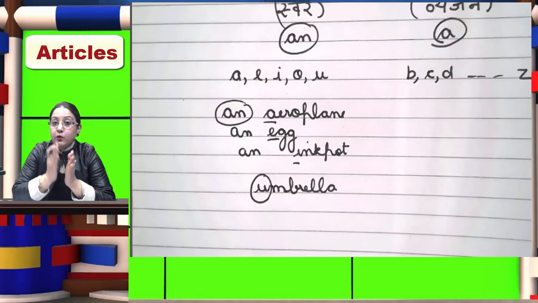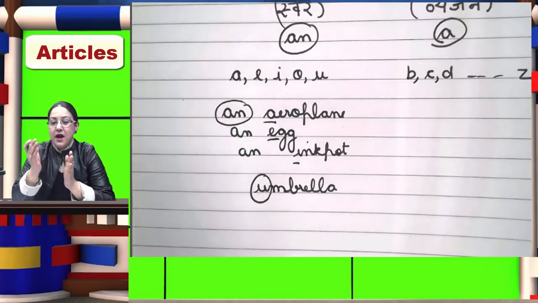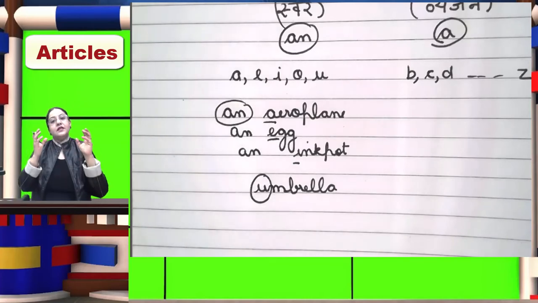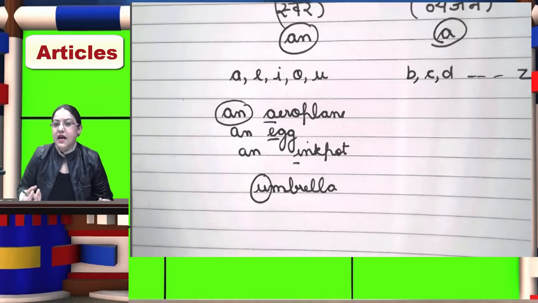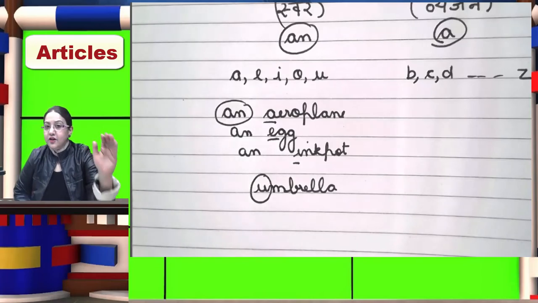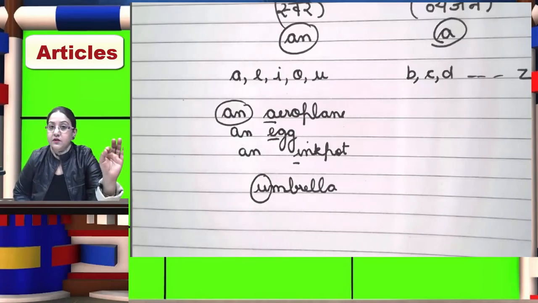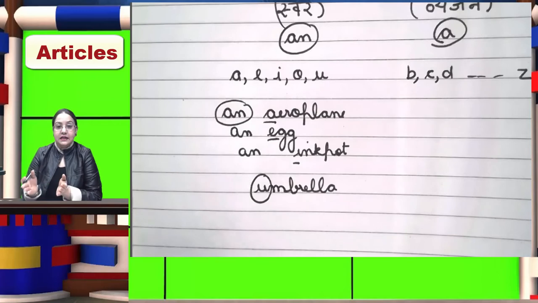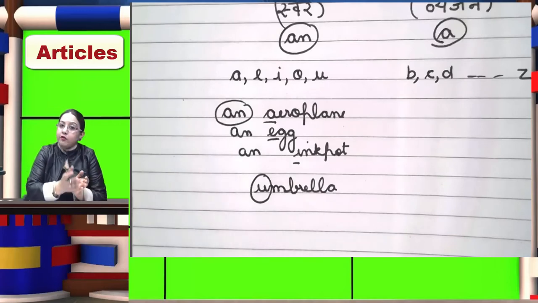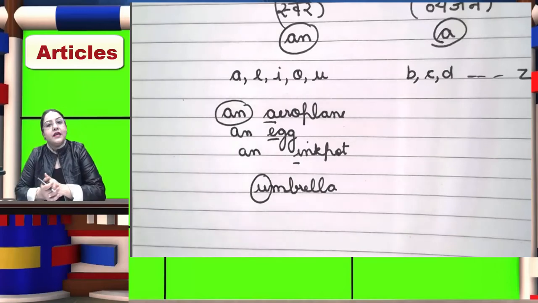So umbrella, the sound that I am getting is a vowel sound. Whenever the word starts with the sound of a swar, like a, e, i, o, u, then I am going to use an. That is why I related the vowels with the swar in Hindi, because we are very comfortable with the Hindi language. Hindi is our mother tongue, and so it will be easy for us to relate to the vowels in Hindi. So whenever I'm talking about vowels in English, I'm talking about the swar in Hindi actually.